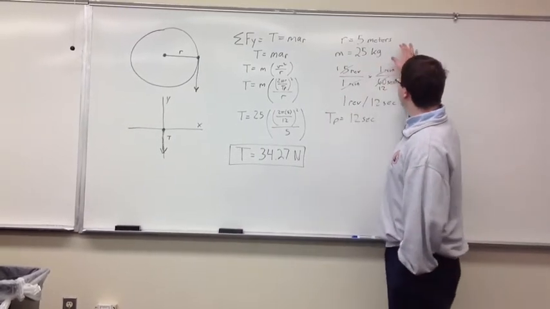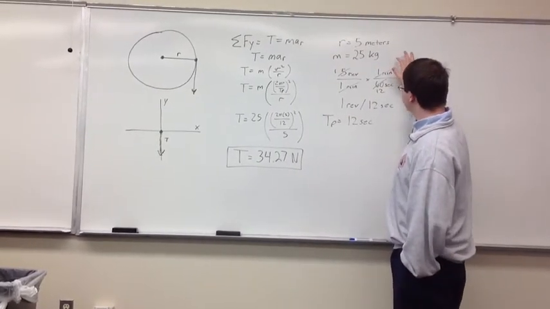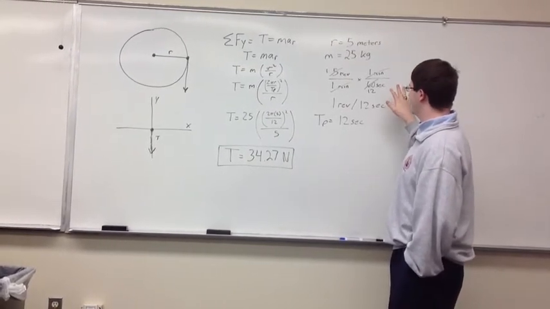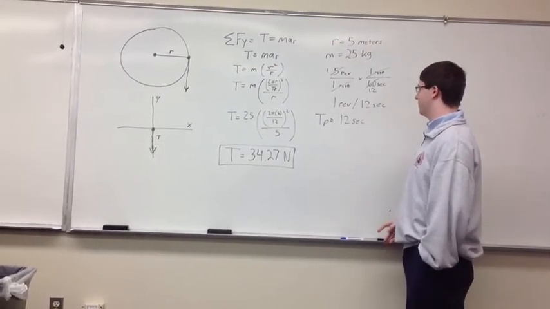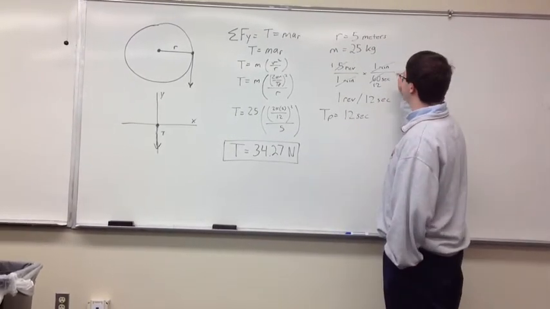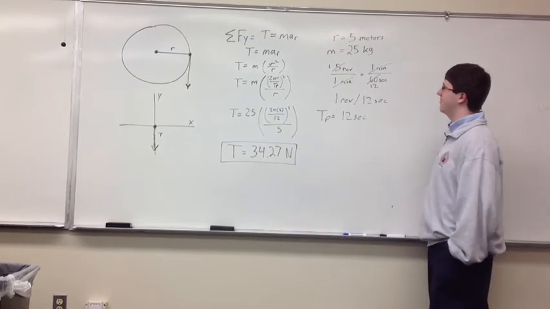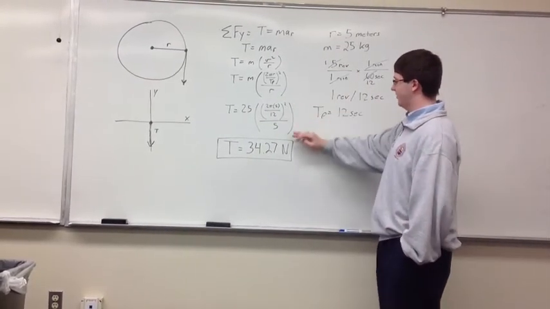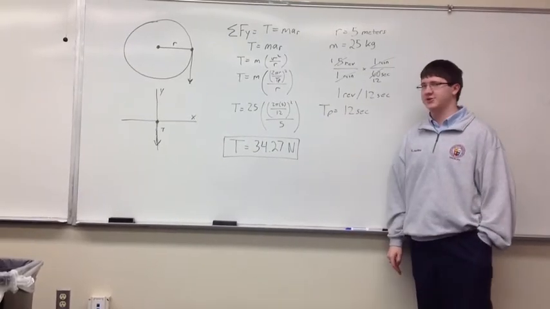From here, we can gather that since the sled takes 1 minute to make 5 revolutions, it makes one revolution every 12 seconds, which is the period, 12 seconds. The problem gives us that the radius is 5 meters and the mass of the sled is 25 kilograms. And we plug all of this into the formula, and we get that the tension is equal to 34.27 newtons.